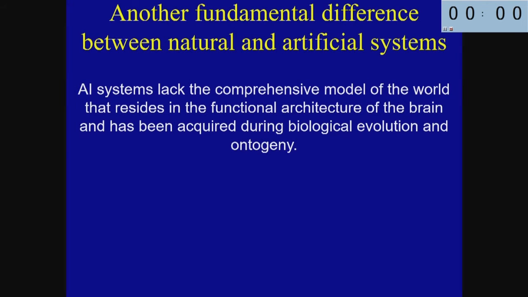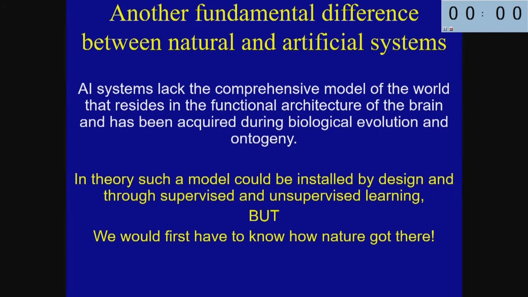So, now, another fundamental difference between natural and artificial systems is, of course, that AI systems, at least as far as I know, lack the comprehensive model of the world that resides in the functional architecture of the brain and has been acquired both during biological evolution and ontogeny. It's an enormous amount of knowledge about the world that is exploited by brains for their computations.